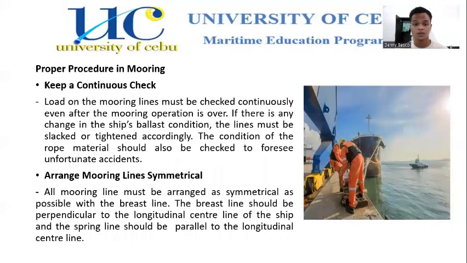So next is keep a continuous check. So load on the mooring lines must be checked continuously even after the mooring operation is over. So if there is any change in the ship's ballast condition, the lines must be slackened or tightened accordingly. So the condition of the rope material should also be checked to foresee unfortunate accidents.